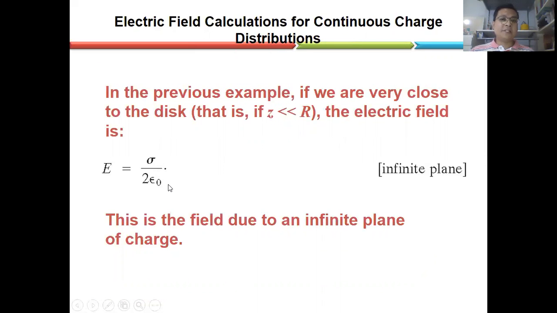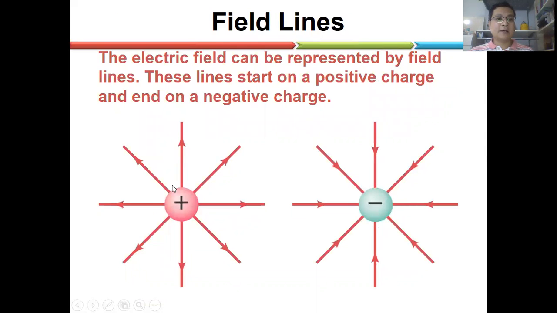In the previous example, if we are very close, if Z is less than R, the electric field should be E equal to tau divided by 2 epsilon. This one is the charge between the electron and the proton, so this will create the electric field. The electric field goes from the negative end to the positive end.